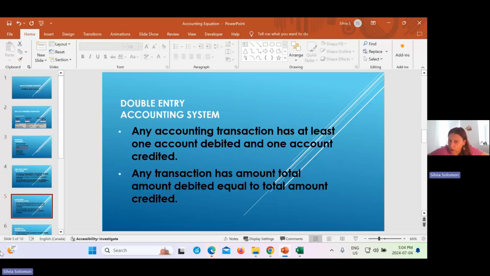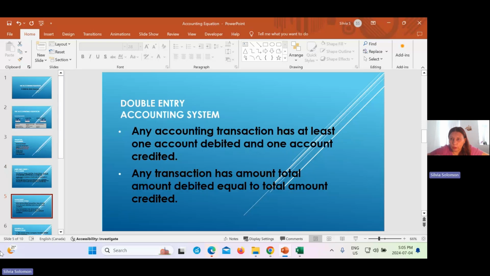Because any transaction in accounting has two parts, one debit and one credit. So anytime we enter a transaction, we have to debit at least an account, and we're going to see examples, and we have to credit at least an account.